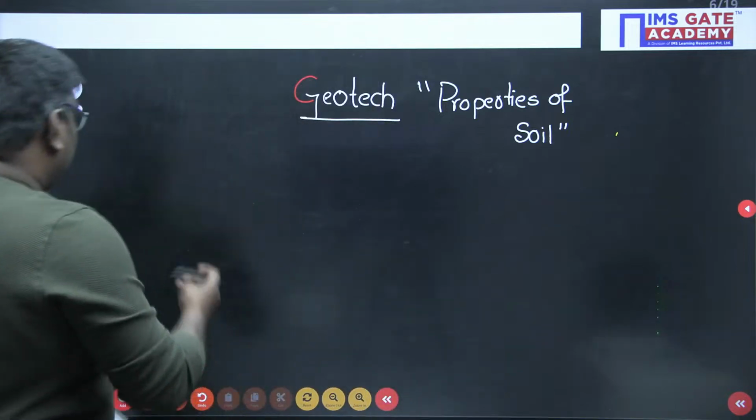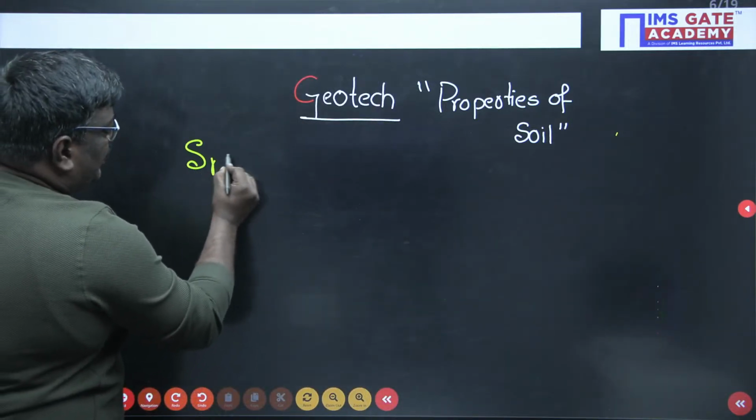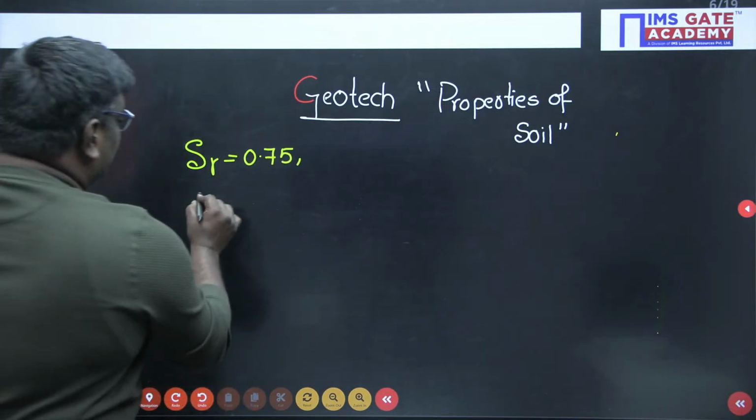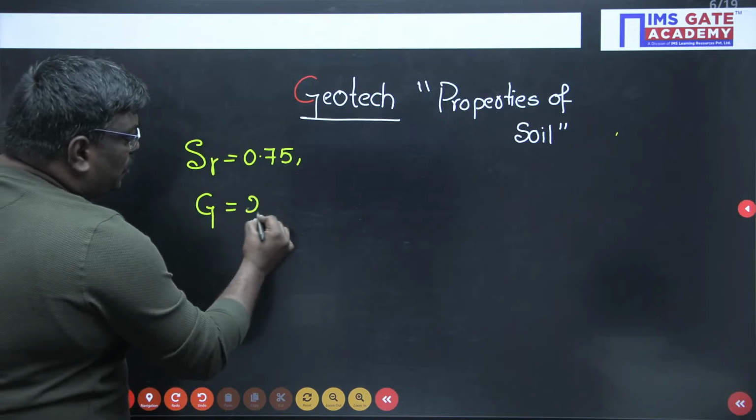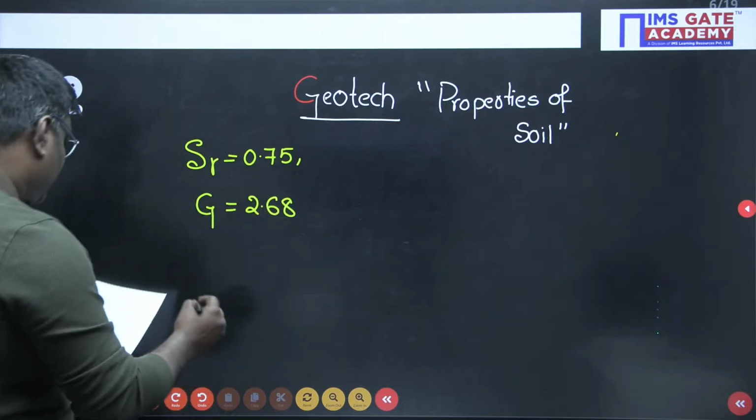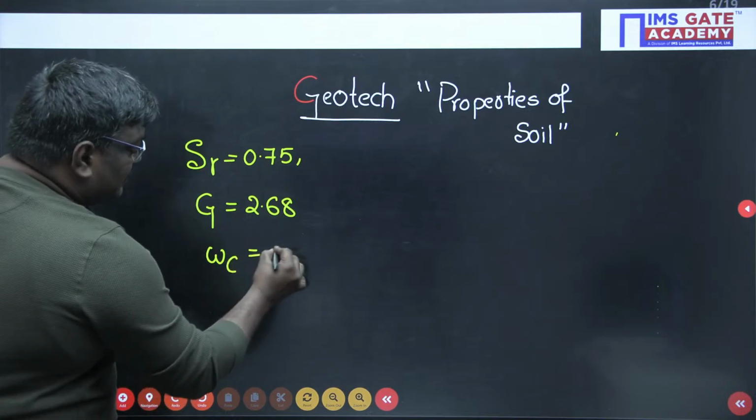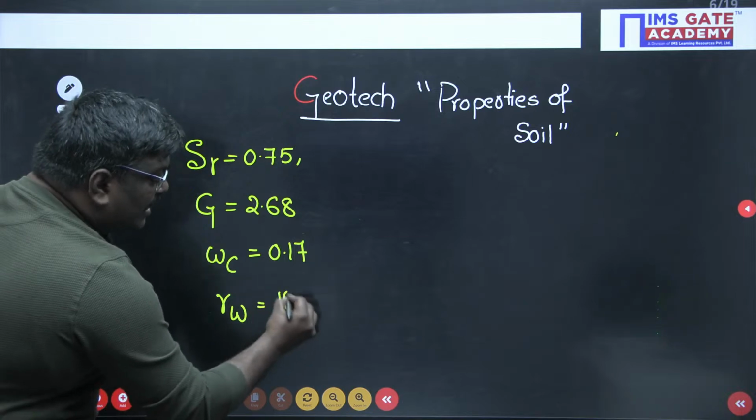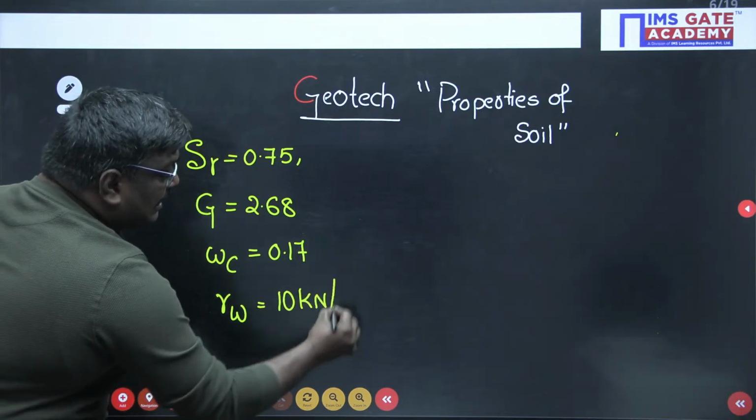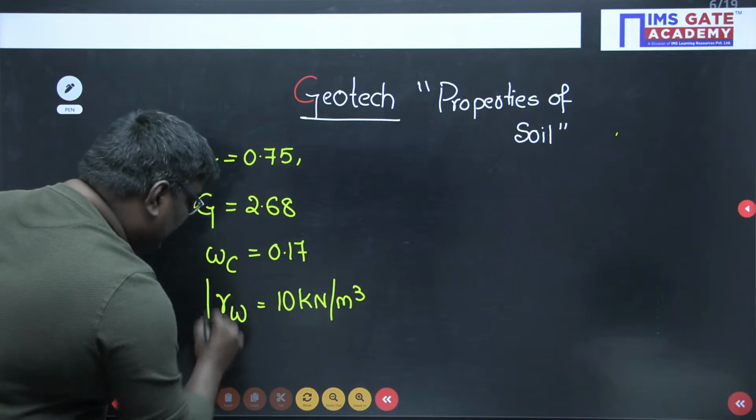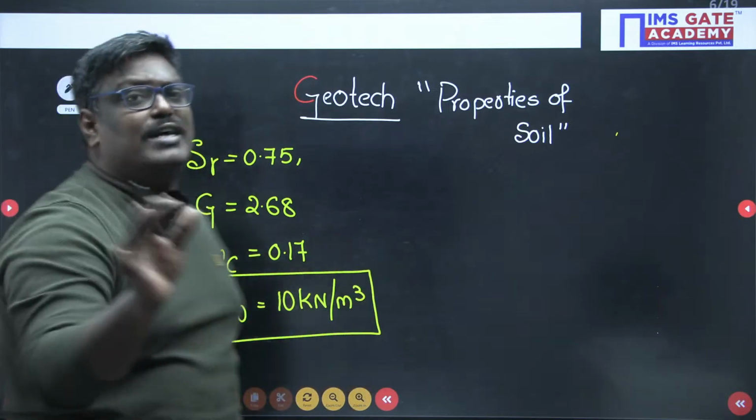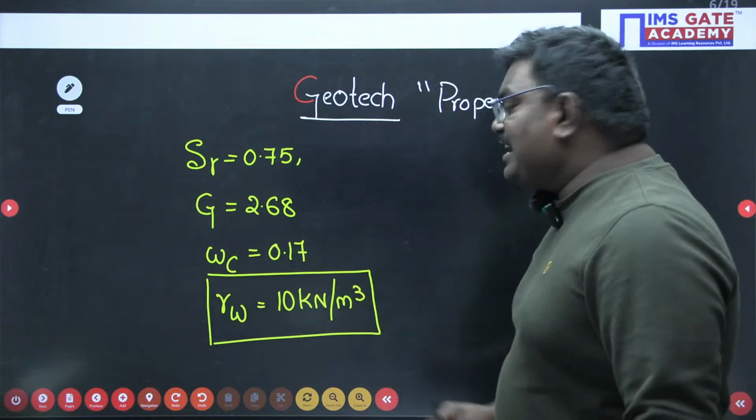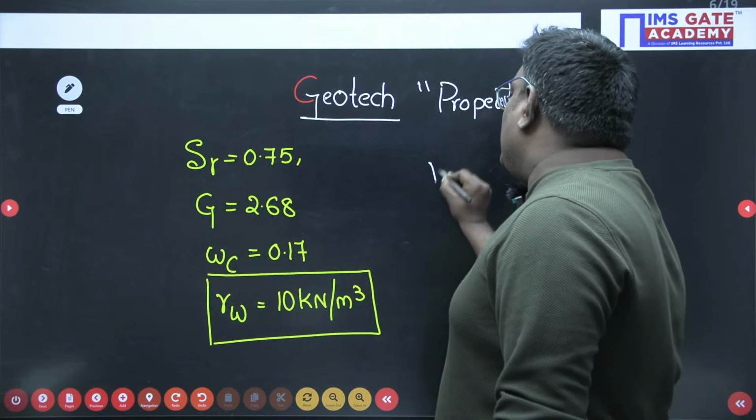My dear students, the given data is degree of saturation given as 0.75, specific gravity G given as 2.68, and water content given as 0.17. Usually the standard value of gamma W is 9.81, but in the problem they have given the value as 10 kilonewton per meter cube just for easy calculation. They have asked how to calculate dry density.